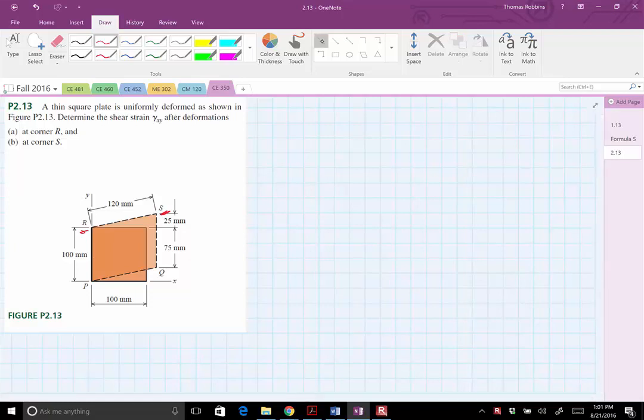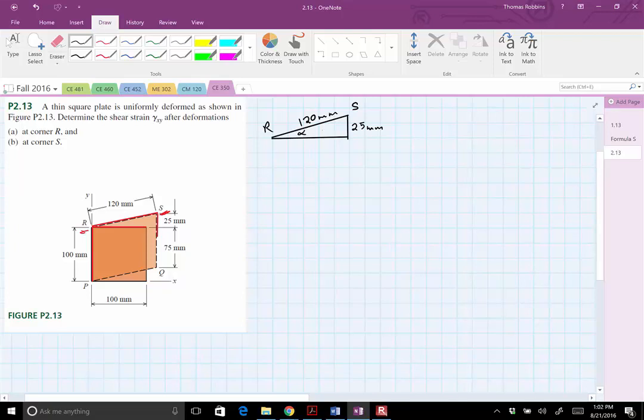So this box right here, these two edges, that was before the deformation, and then after the deformation it moved up this way. So what occurred is now we have a triangle here that we can take and use our knowledge of trig and say this is R, this is S, 25 millimeters and 120 millimeters, and I'll call this alpha.